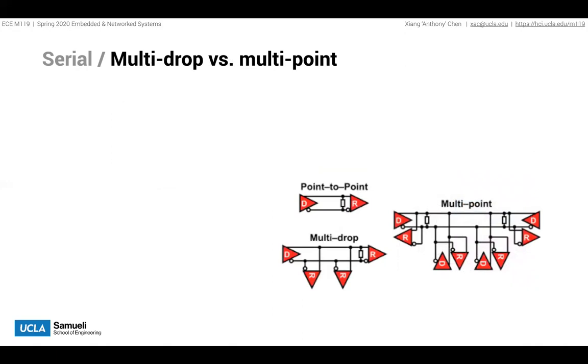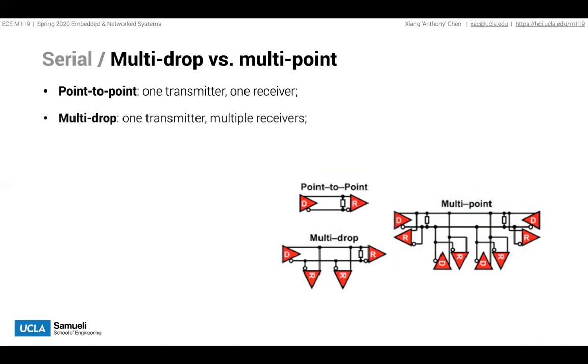Multi-drop, multi-point, and point-to-point are very simple concepts. Point-to-point means you have one transmitter and one receiver, which is not very scalable if you have multiple devices or components. Multi-drop means you have one transmitter and then you can drop off data at multiple stops, at multiple receivers. And the final design or architecture is multi-point, in which case you have multiple receivers and multiple transmitters.